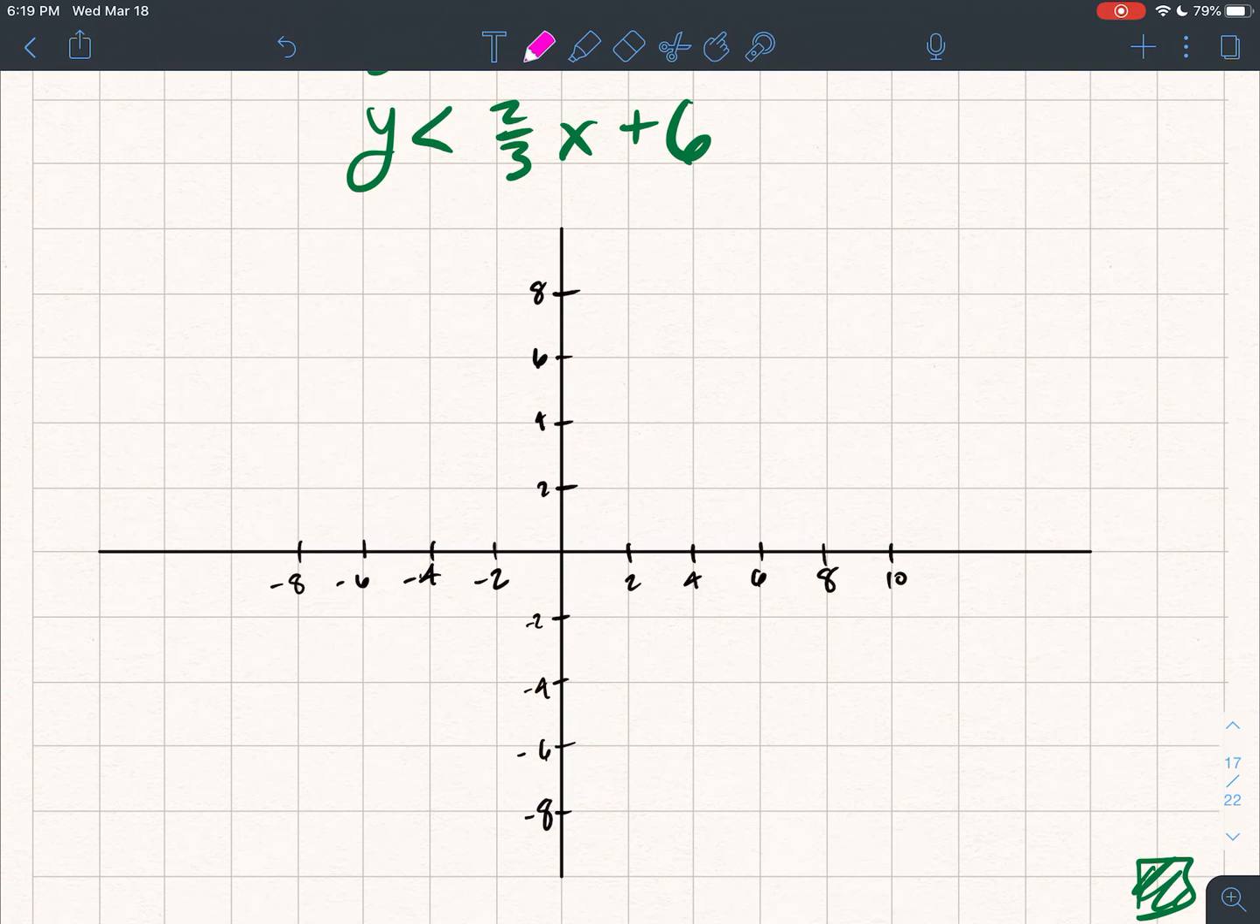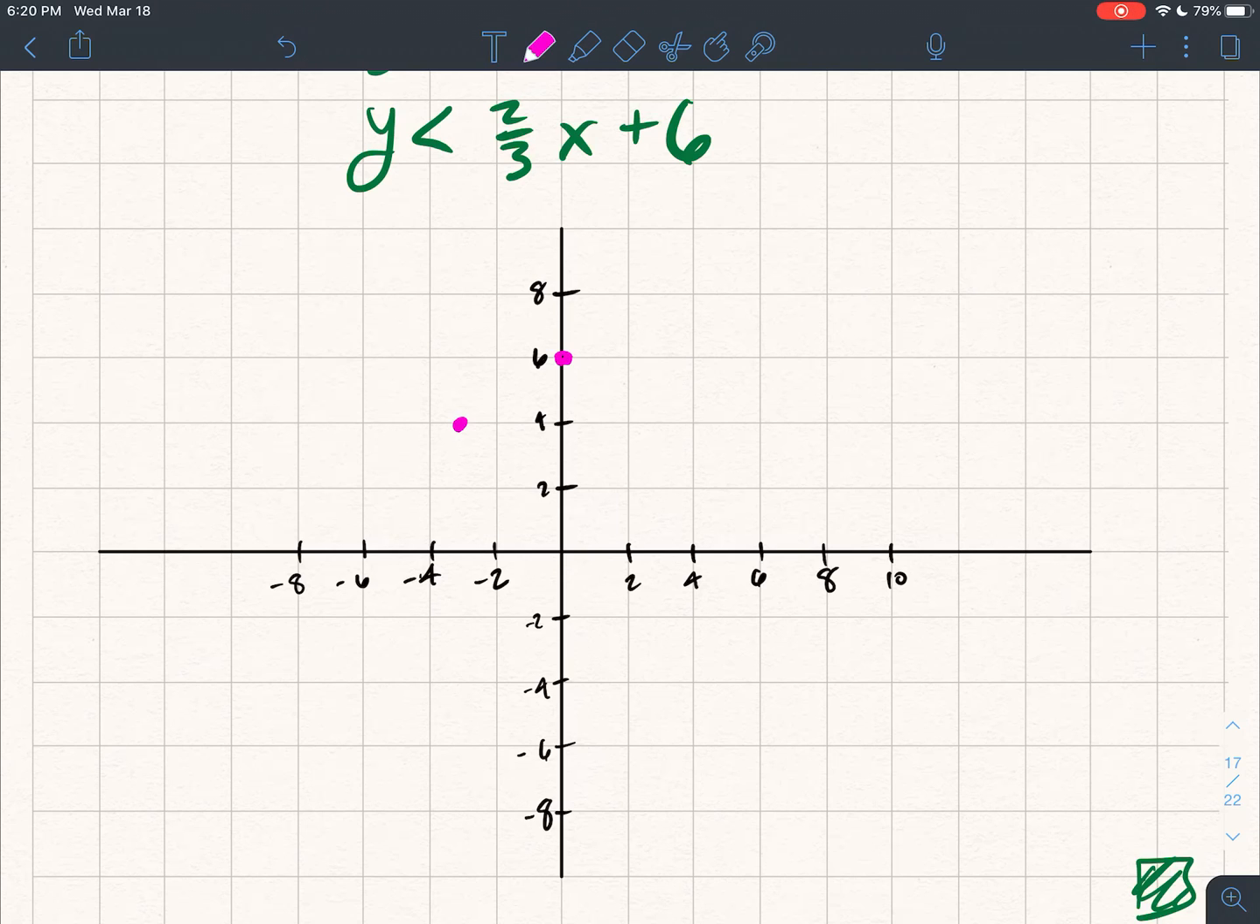So in slope-intercept form, y-intercept is 6. Slope is 2/3, so I could rise 2 and run 3, or alternatively, because I don't have any room in my graph, I could rise negative 2 and run negative 3. And that'll make my life a little easier. That gives me a second point here.